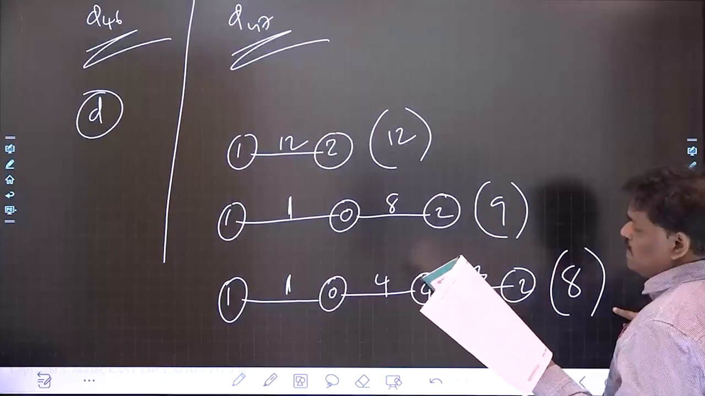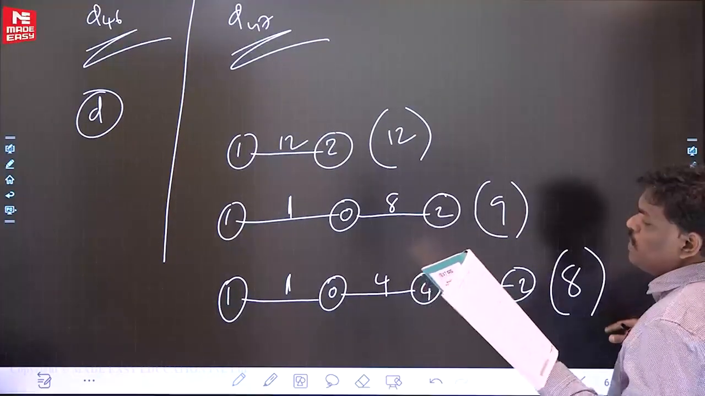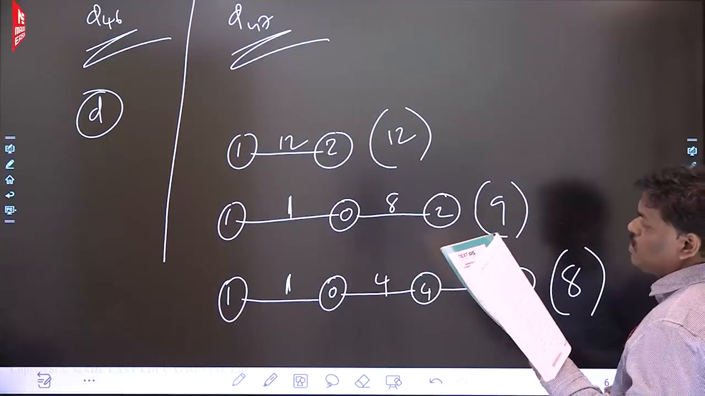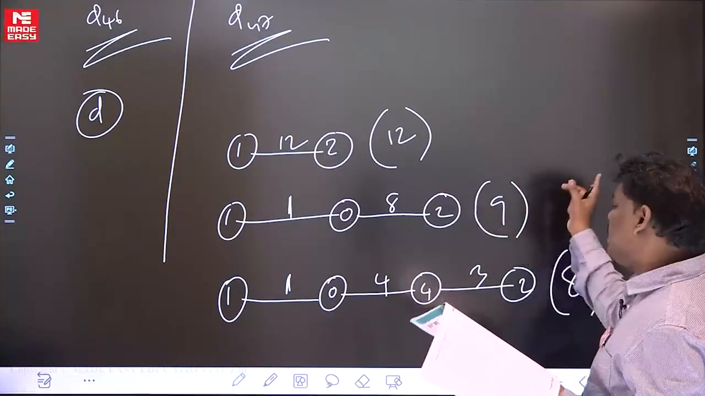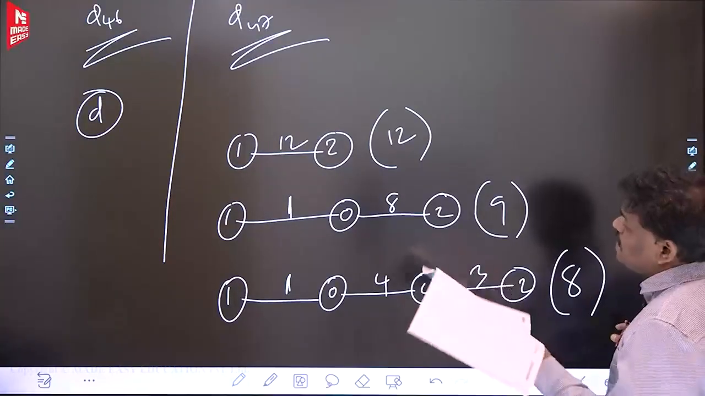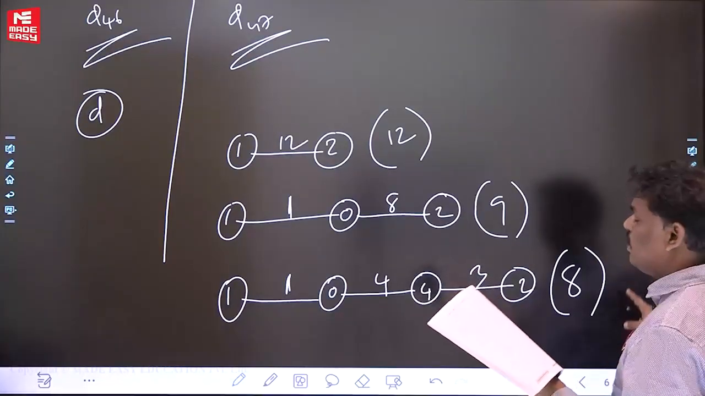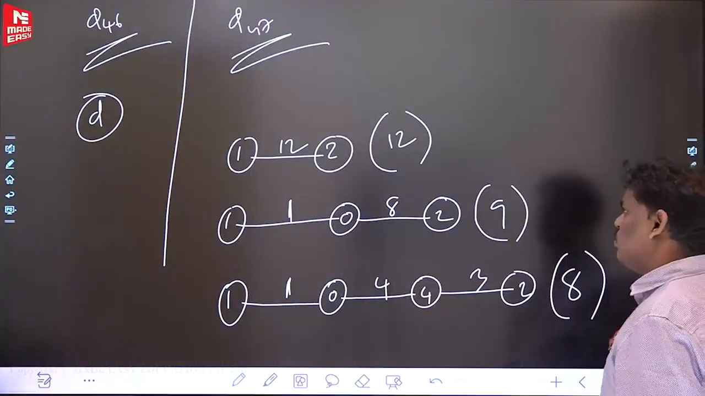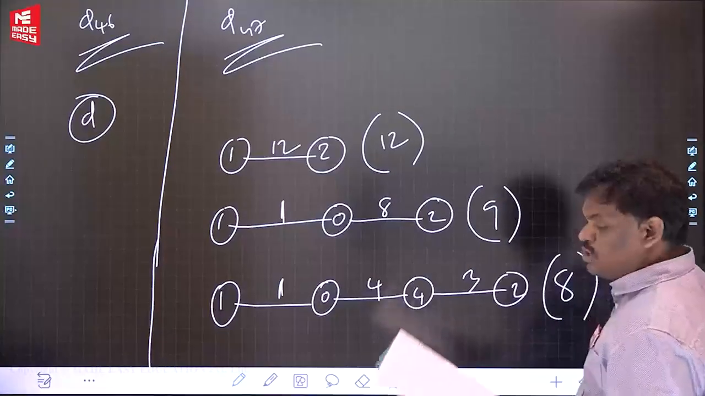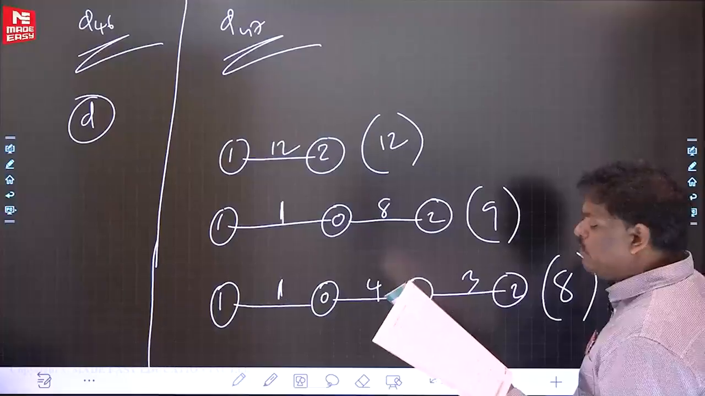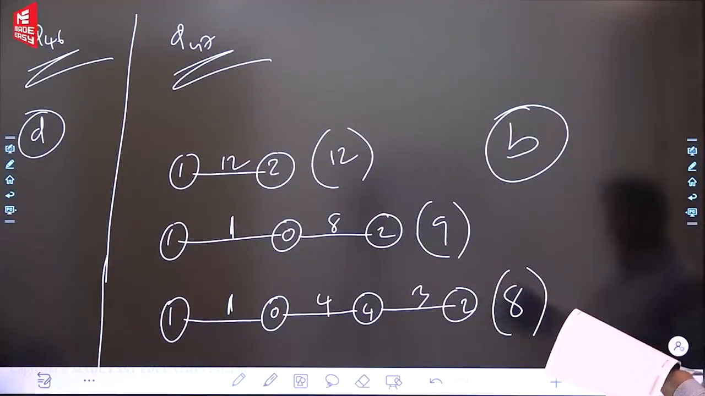For question number 47, to go from 1 to 2, find path P in such a way that P should contain maximum 3 edges and P cost should be as minimum as possible. So I got 1 length is 12, 2 length is 9, 3 length is 8. If anyone says this answer is wrong, please prove it less than 8. What is the meaning? If you can give 7, then this answer is going to be wrong. So I am thinking the answer for this problem is going to be 8. So question number 47, answer is 8, means second option B.